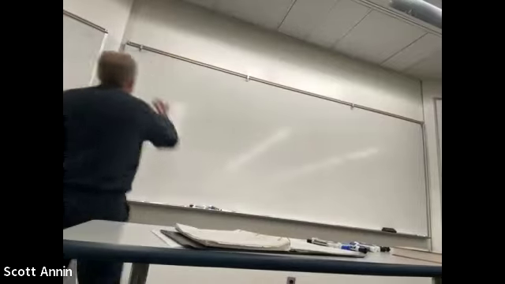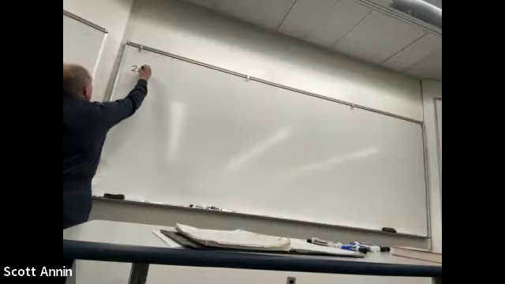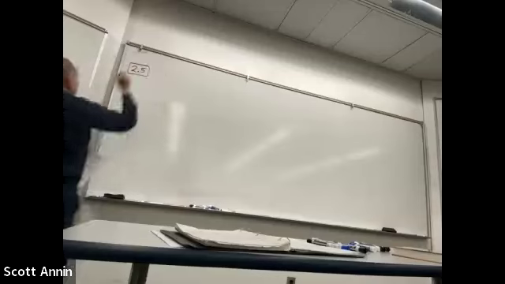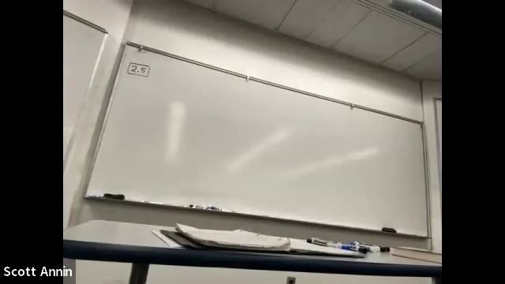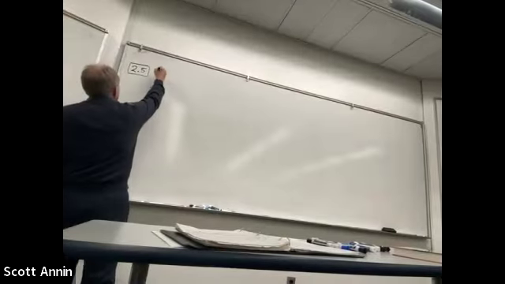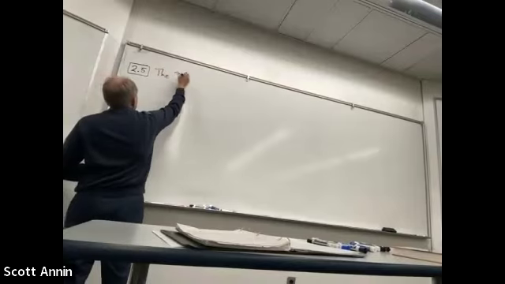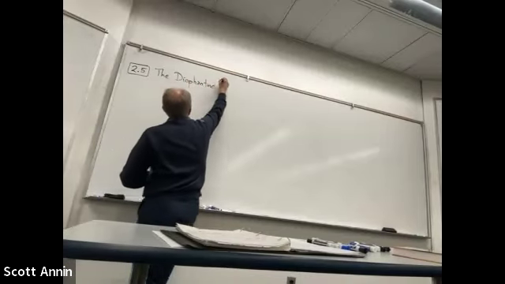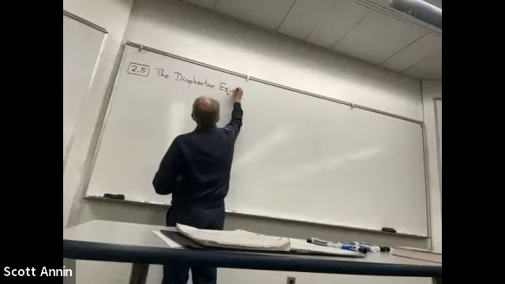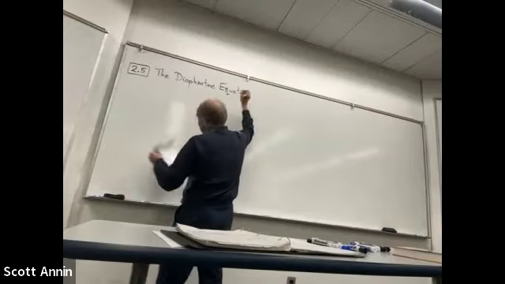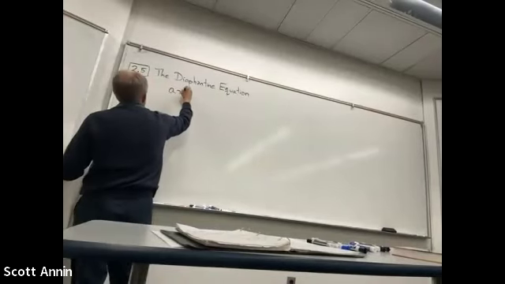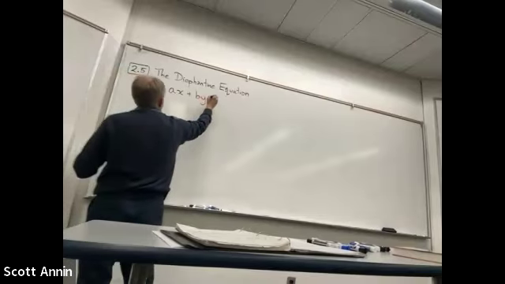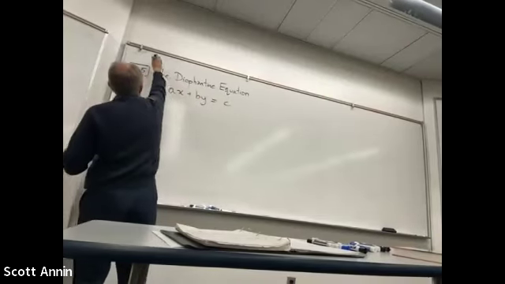But let's take a look at this next section then, now that you guys have already watched the videos on the introductory part of number theory. 2.5 is titled the Diophantine equation. Kind of a mouthful. The Diophantine equation, AX plus BY equals C.